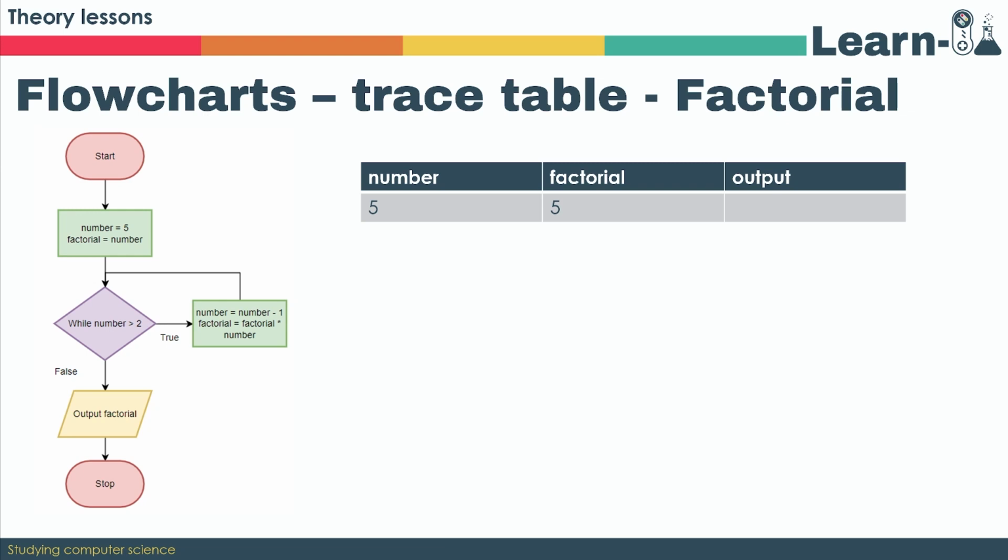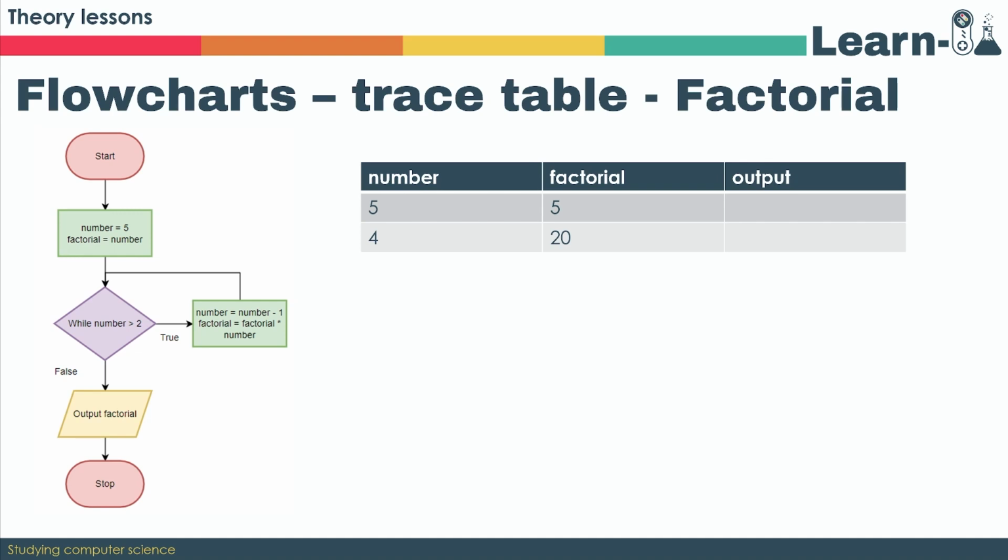We've got number, which is initialized to 5, and then we've got factorial, which is initialized to whatever number has in it, which happens to be 5 as well. And then we've got an output, so we always denote whenever we output to our user. Okay, so if we trace through this, as I've said, we've assigned 5 to number and we've assigned 5 to factorial. We would then check if 5 is greater than 2.